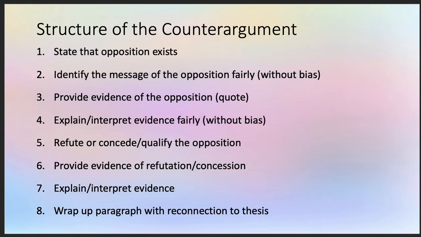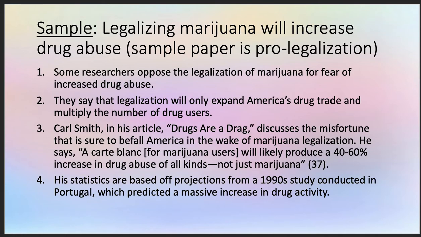So we're going to be stating the opposition, identifying the message, providing evidence, and then interpreting that evidence. Number one, some researchers oppose the legalization of marijuana for fear of increased drug abuse. So this opposition stands against the idea of legalizing marijuana. This counter-argument paragraph comes from a theoretical essay that is pro-legalization. So number one, we present the opposition.